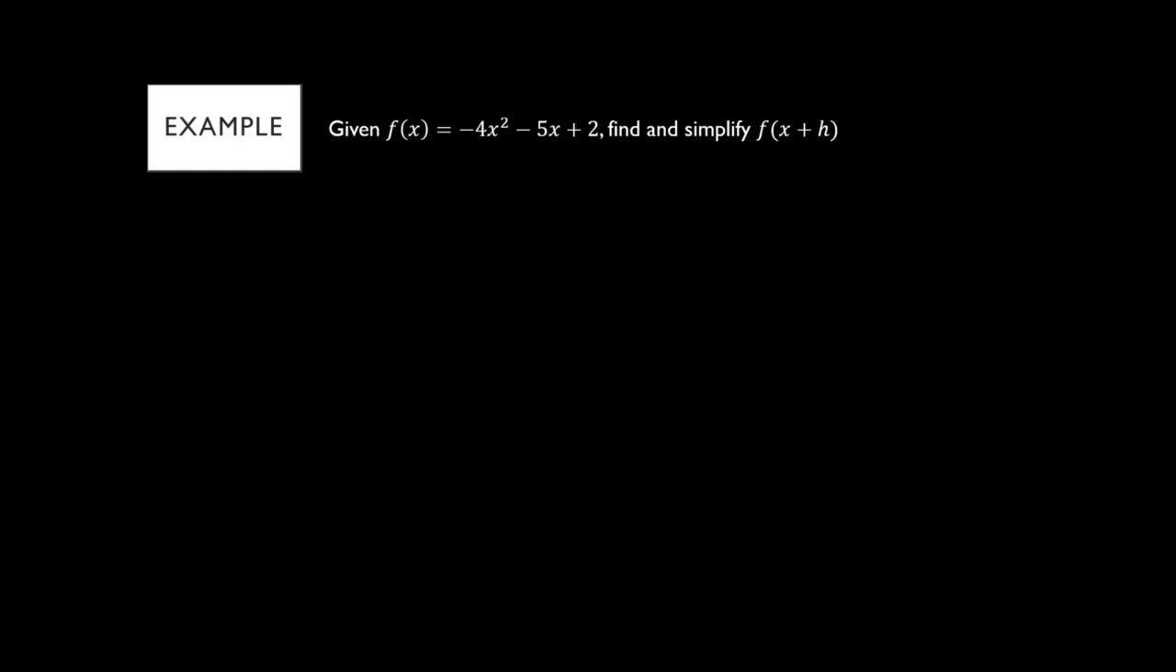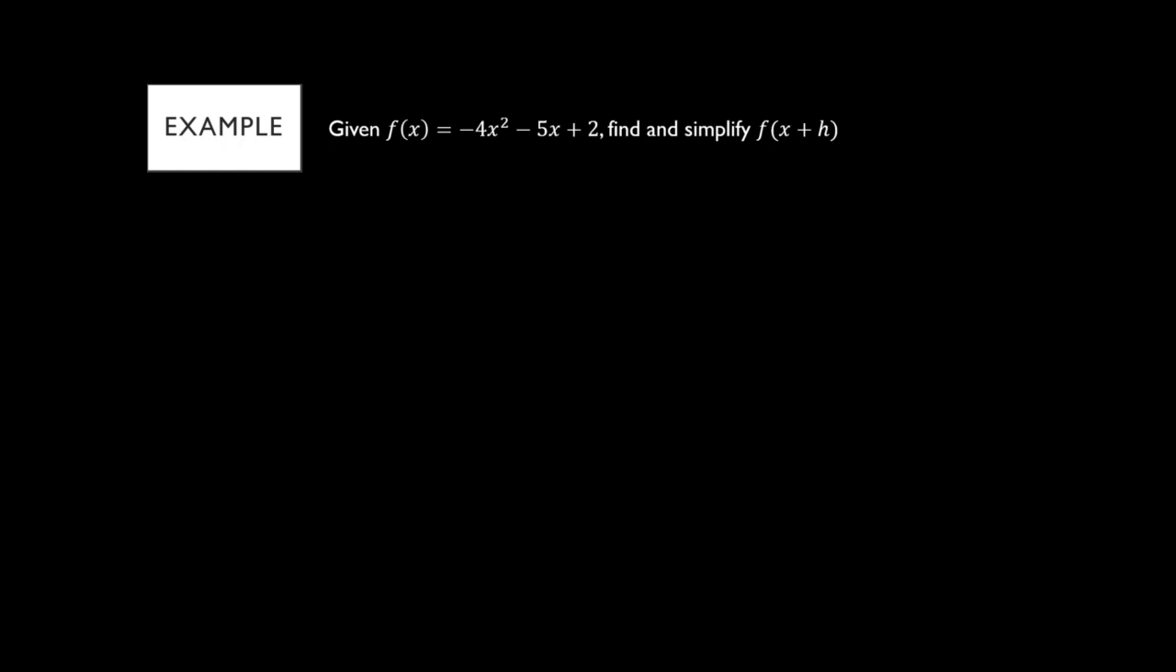So we've got f of x equals negative 4x squared minus 5x plus 2. We're going to find and simplify f of x plus h. Find means basically plug it in. Simplify means now you need to simplify the right side.